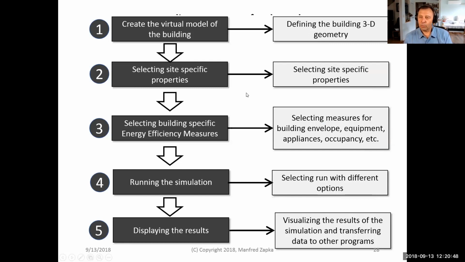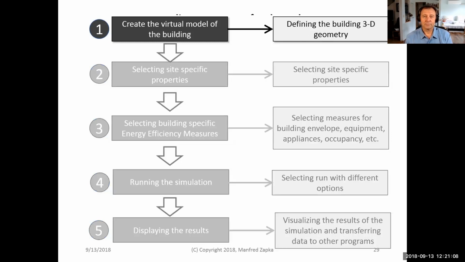This is like where is your site located. The third one is to select specific energy efficiency measures. You will see this afterwards. And after running the simulation, we display the results. So these basic 5 steps you can see all the time. Right now, the first one is creating a virtual model, and we'll be demonstrating afterwards with a real BEopt.